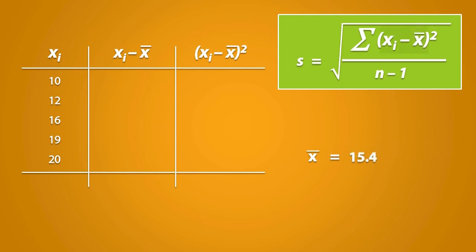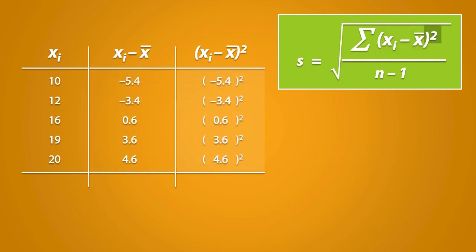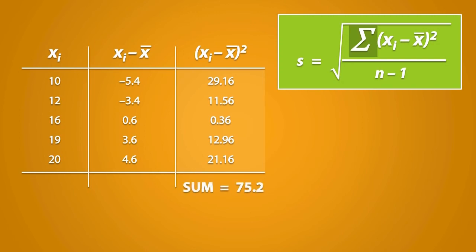The formula says we need to subtract x bar from each value, so we do this on the table. 10 minus 15.4 is negative 5.4. 12 minus 15.4 is negative 3.4. 16 minus 15.4 is 0.6, and so on. The next step is to square what we have just calculated. Negative 5.4 squared is 29.16. Negative 3.4 squared is 11.56, and so on. The next step is to find the sum of what we have just calculated. You should find that this is equal to 75.2.